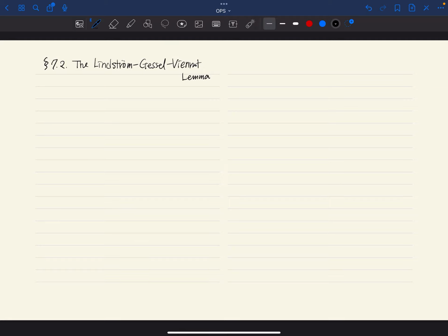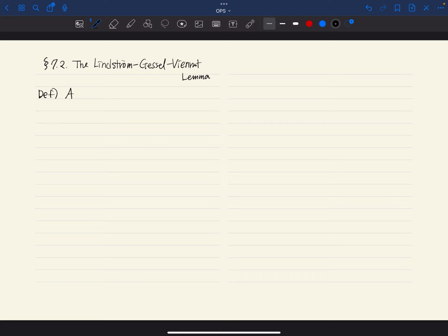Okay, so today we're gonna learn the Lindstrom-Gessel-Viennot lemma. This is a very beautiful and also very useful theorem. But before stating this lemma, we need to introduce some terminologies. These are basic terminologies in graph theory.